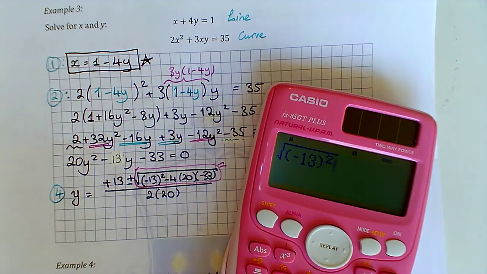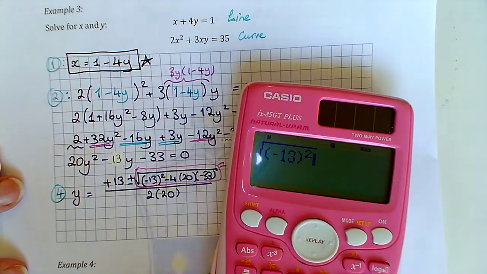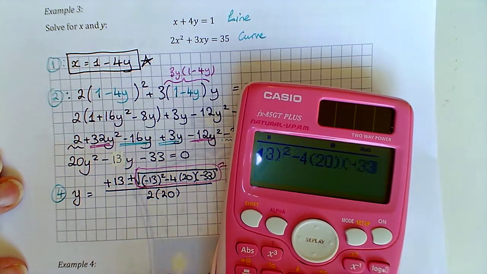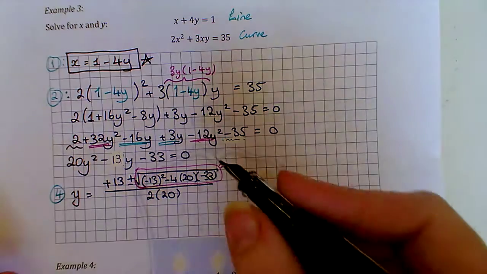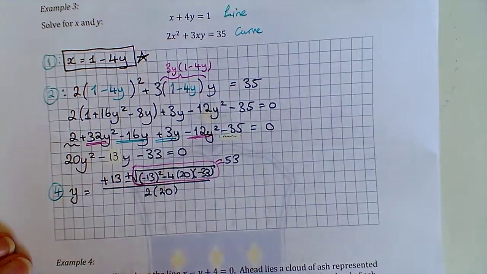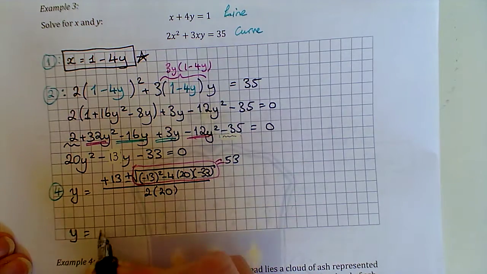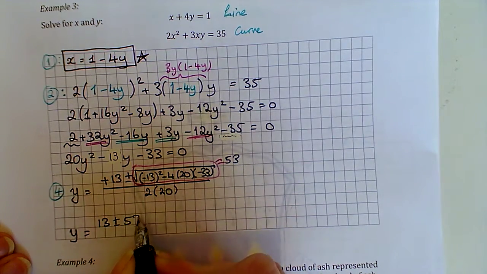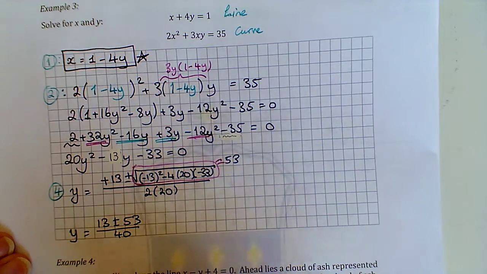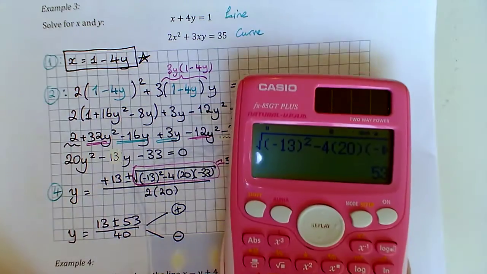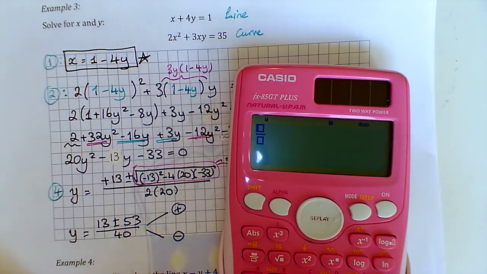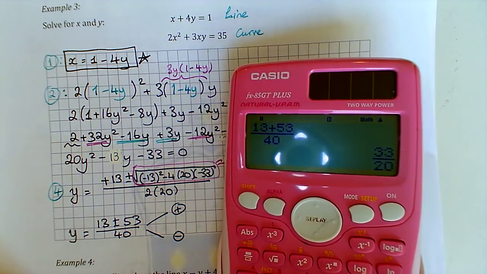So we have the square root of 13 squared, you can drop the minus if you want there, because when you square it you get the same answer, minus 4 by 20 by a negative 33, and that simplifies to 53. So I would have had factors, but they wouldn't have been that easy to find. So y is going to be 13 plus or minus 53 over 40. My plus answer and my minus answer. My plus answer will be 13 plus 53 over 40. 33 over 20.